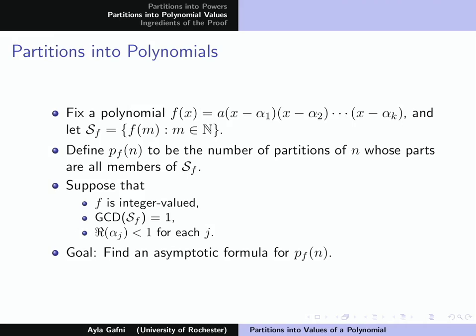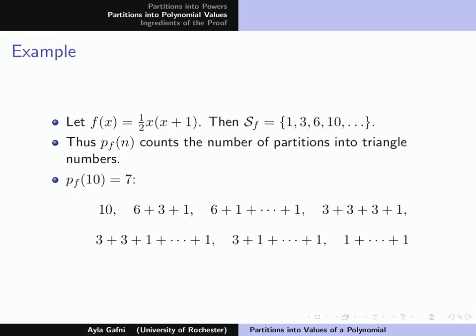And I call this a goal because this is definitely work in progress, and I have not solved this problem for all polynomials or even for any really large class of polynomials, except for x to the k. But I have some ideas of what the main term should be, and so that's what I'm going to talk about today. So just before we get to anything, let's talk about an example so we make sure that everyone understands what all my restrictions are.